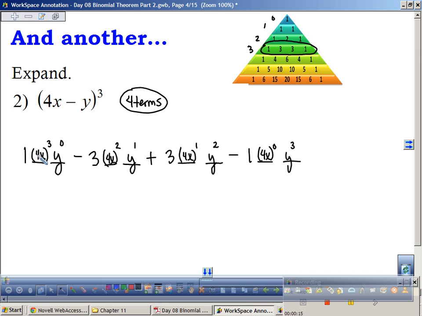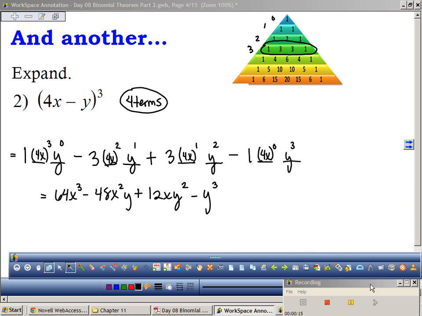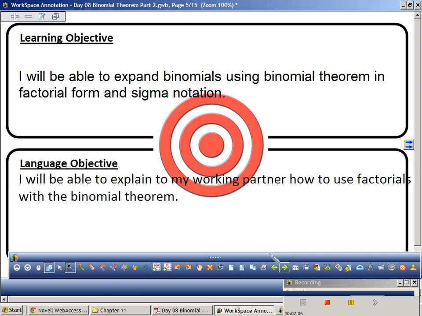Simplify it a little bit more. I get, what is 4 cubed? 64x cubed minus 4 squared is 16, and 16 times 3 is 48x squared y, plus 4 times 3 is 12xy squared, minus, that's just 1, right? So we have y cubed. Questions? Pretty easy? Not too bad, right? Okay. That was yesterday. All right, let's move on to the next one.